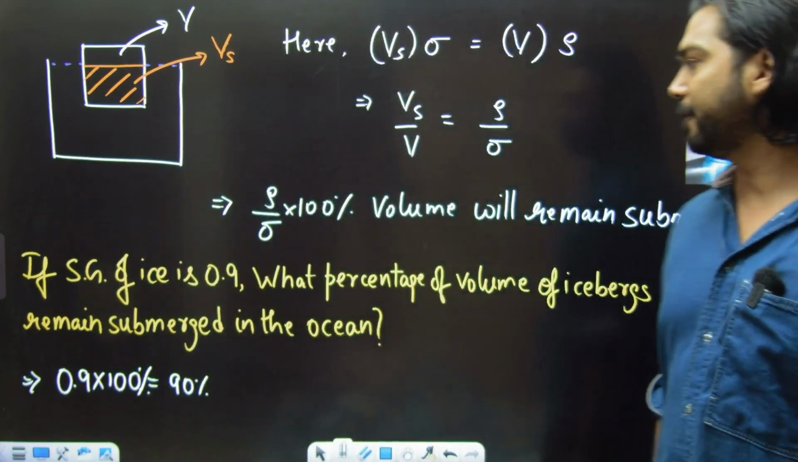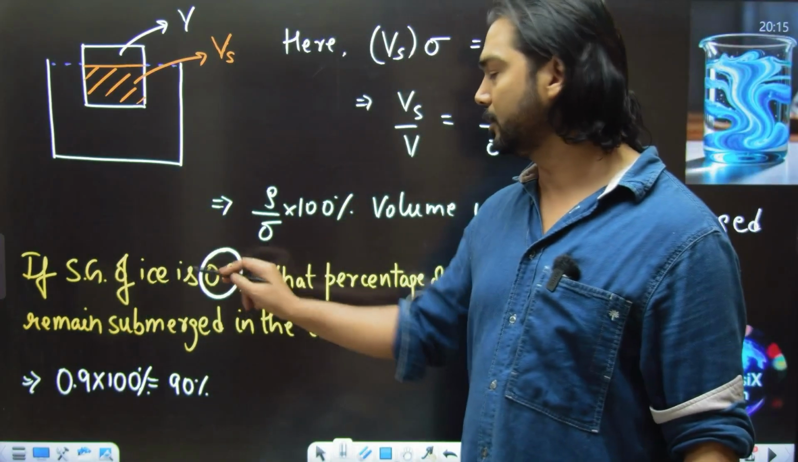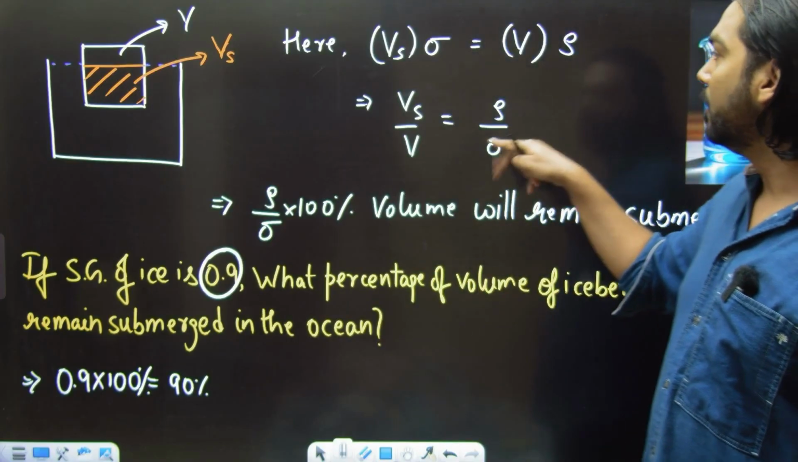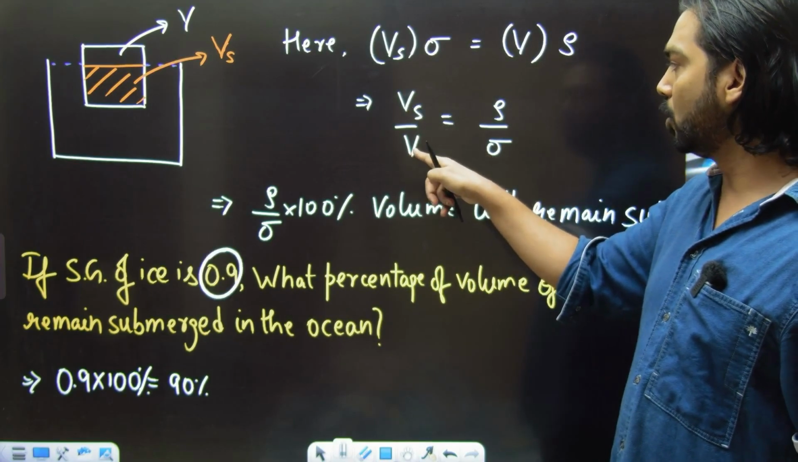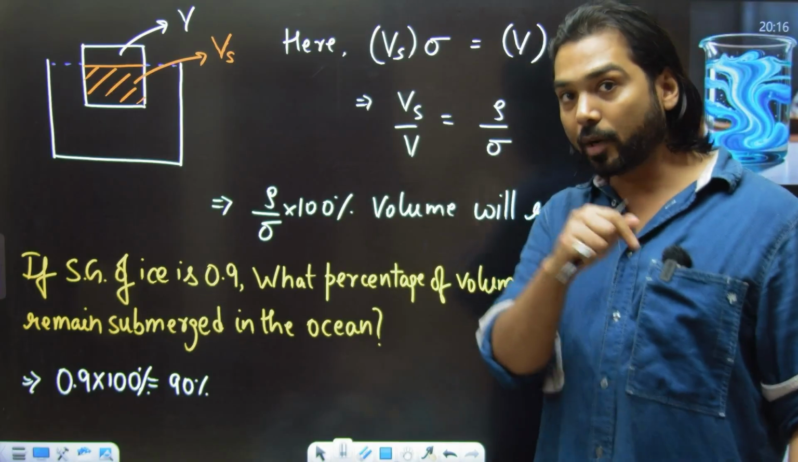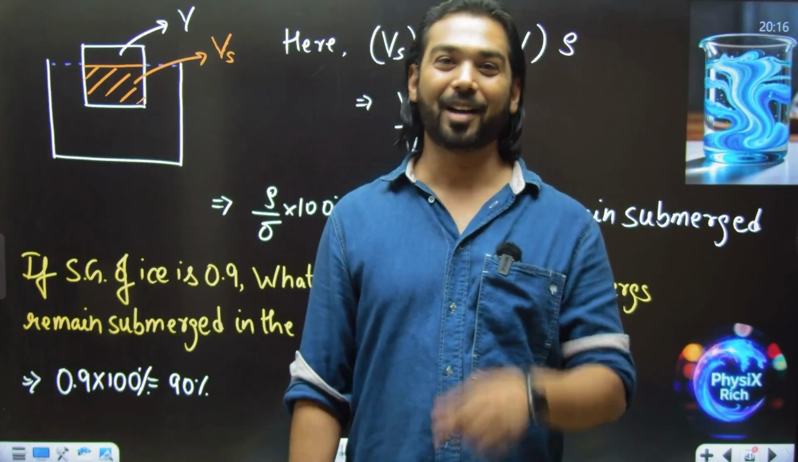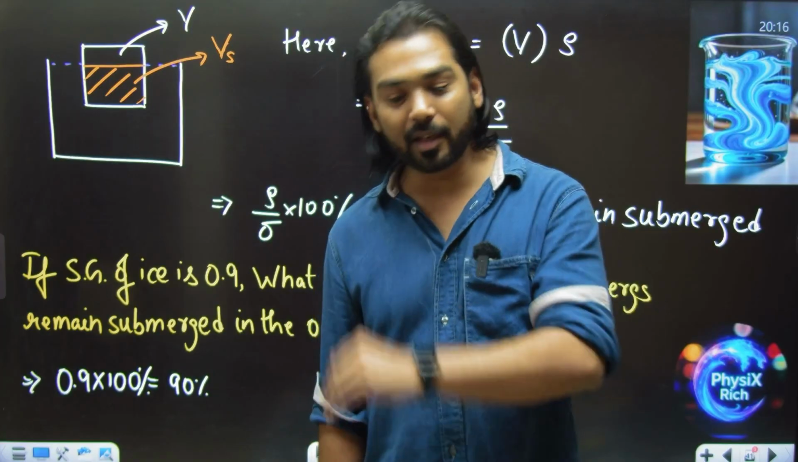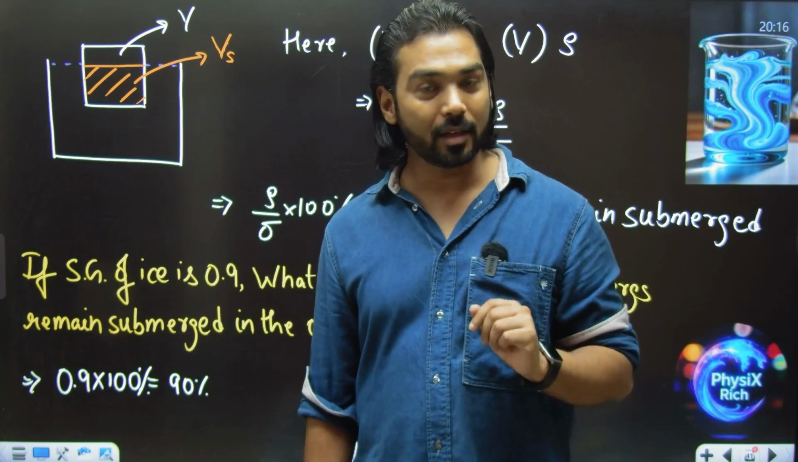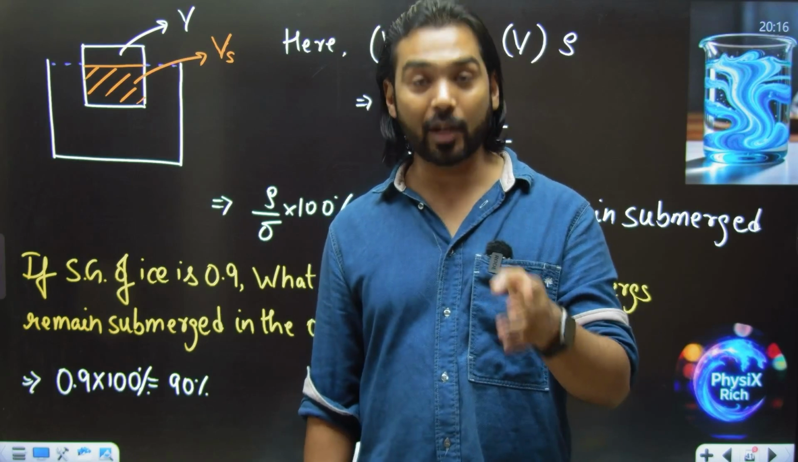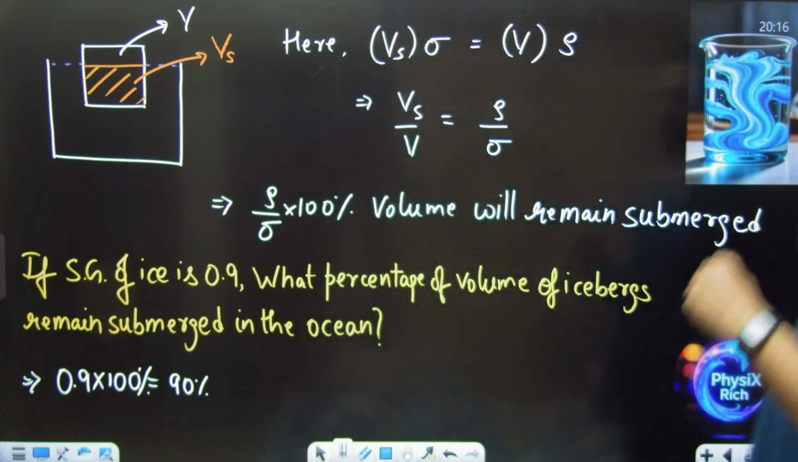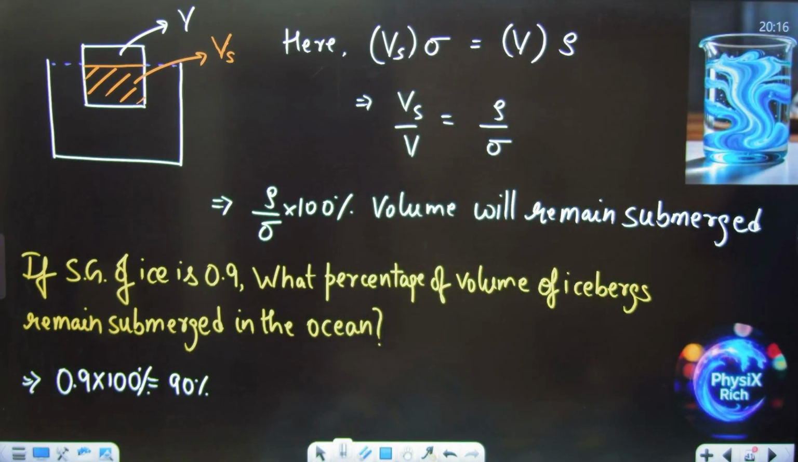So if the Sg of ice is 0.9, this ratio is 0.9, which means the submerged volume upon the total volume is also going to be 0.9. You know what it means? It is 90% inside water. Remember something? Icebergs are 90% in water, 10% outside. Do you know why? It's because the specific gravity of ice is 0.9. So that's what it says over here: if the SG of ice is 0.9, what percentage of volume of iceberg will remain submerged in the ocean? And the answer is 90%.